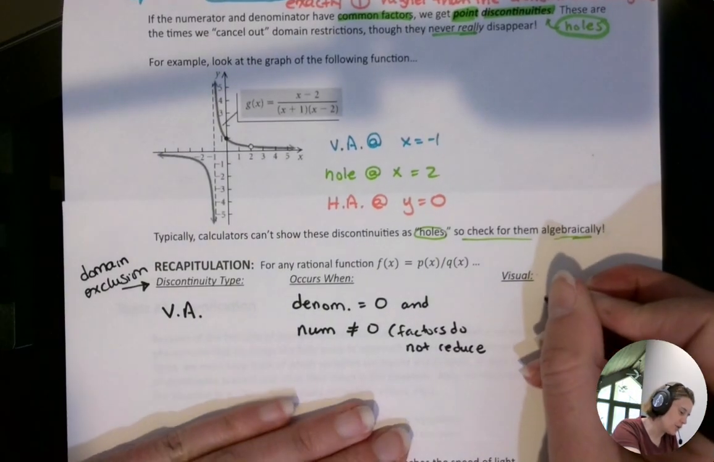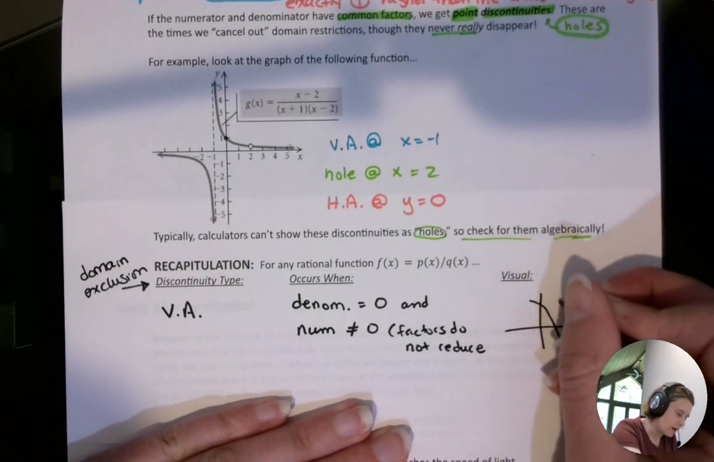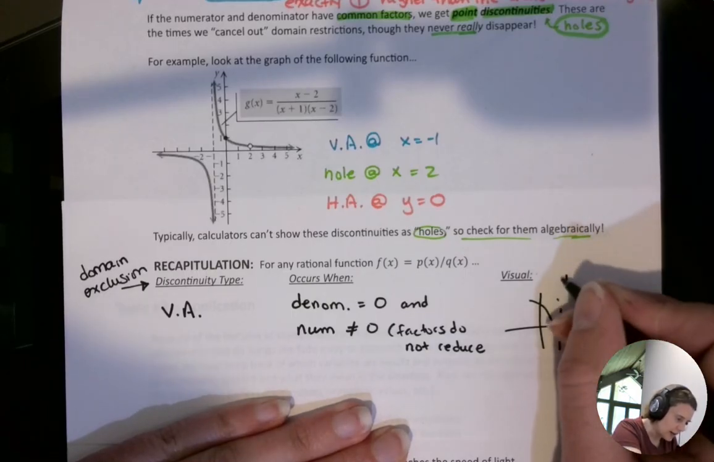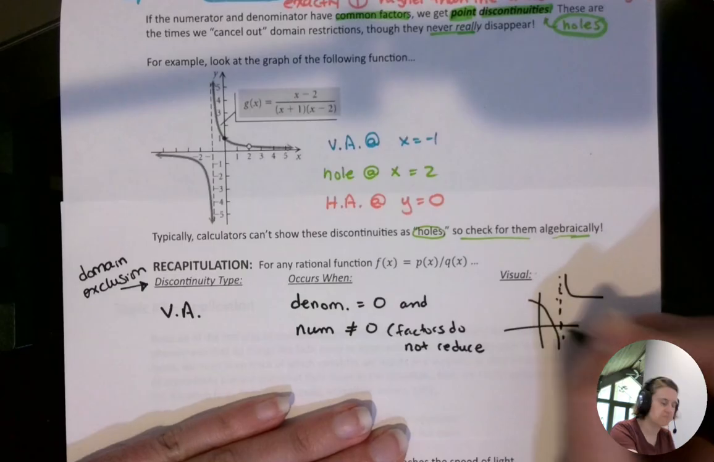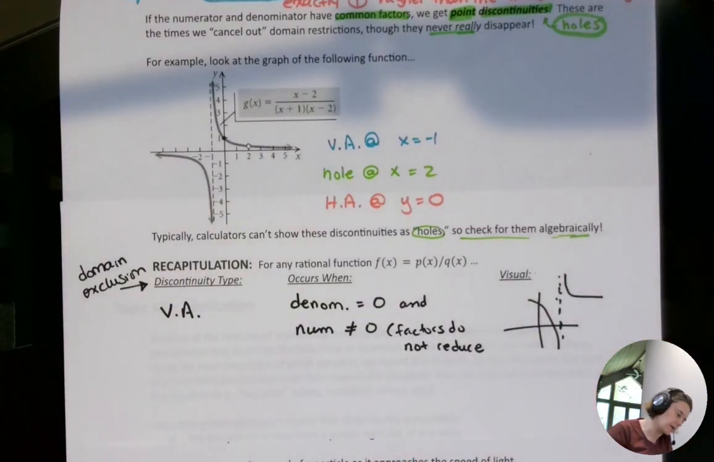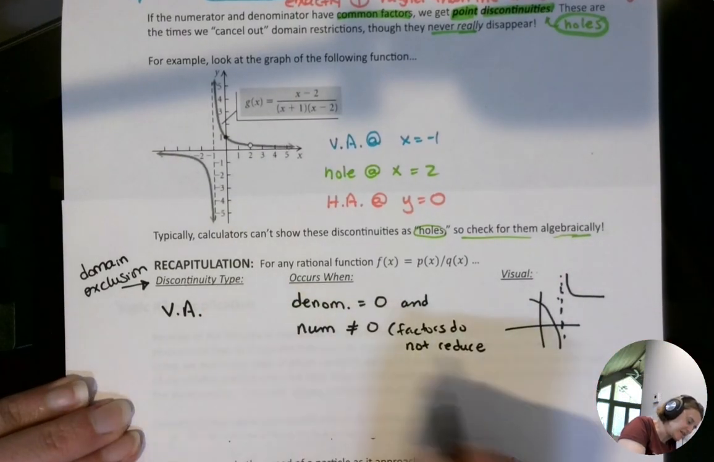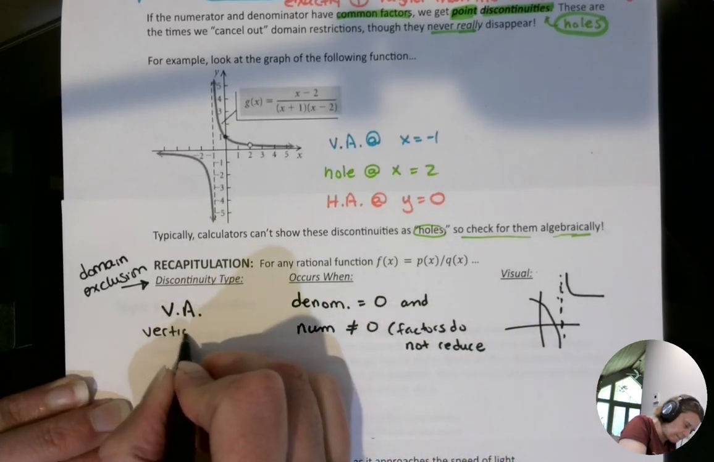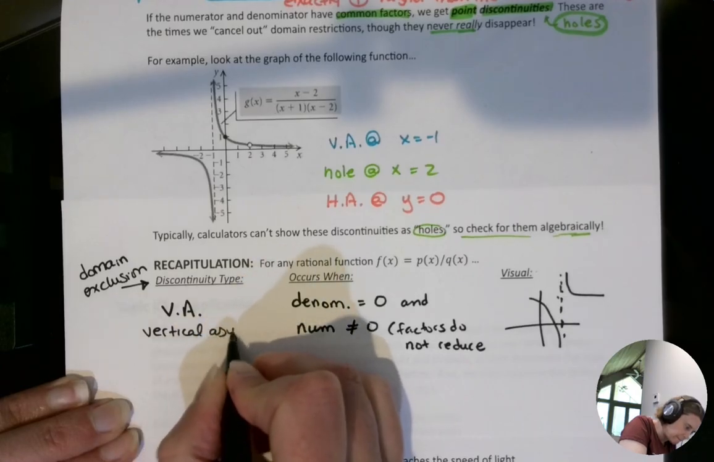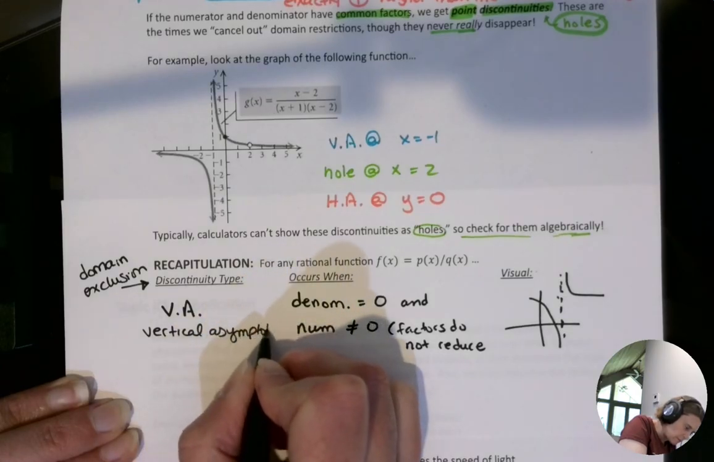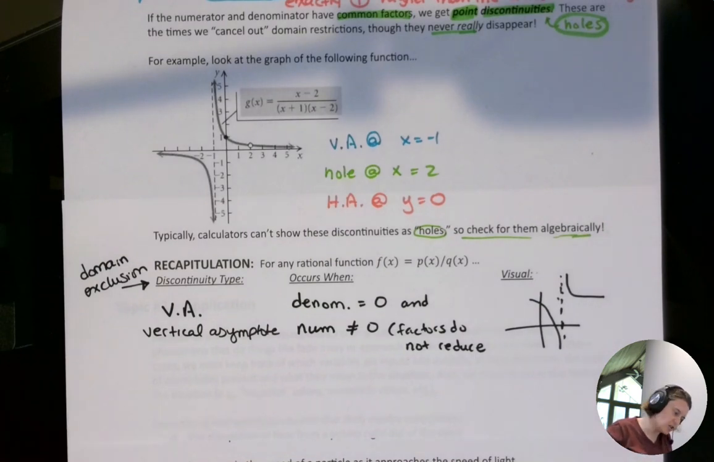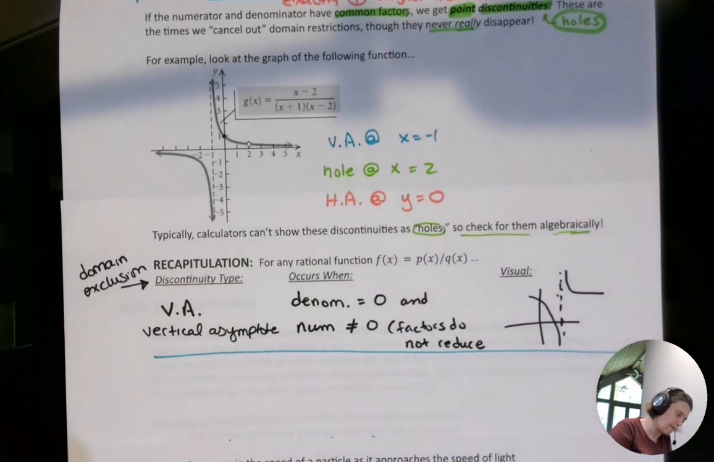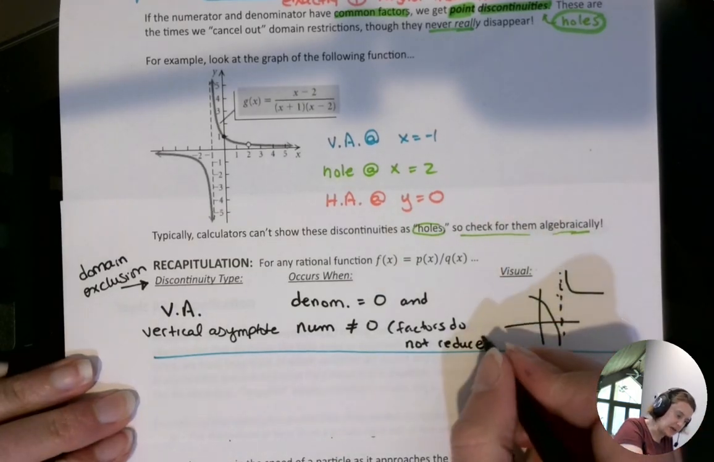Okay, so for a visual on that, we're just going to have some sort of vertical asymptote for our function at wherever that location is. We can picture what a vertical asymptote looks like. The next discontinuity type, I'm going to write out vertical asymptote. I just abbreviated it. The next discontinuity type is the point discontinuity or hole.